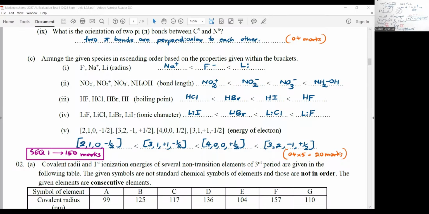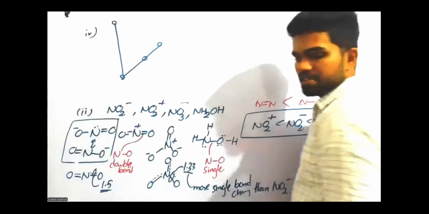And then the next one, most of you got wrong, is about the boiling points of HCl, HBr, those things. You learn that one under secondary interactions. Just remember this order.